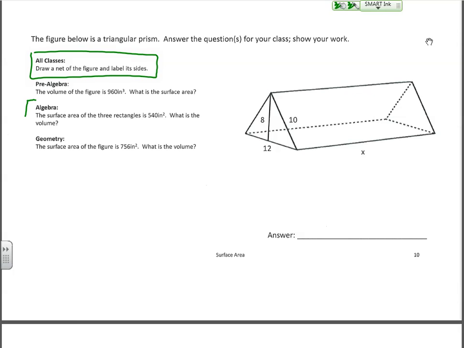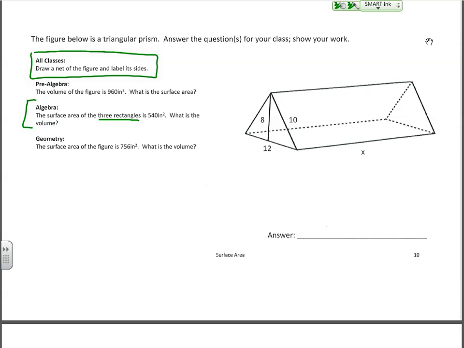Your question here for algebra says the surface area of the 3 rectangles. In class, when we went over this, I wasn't paying close enough attention, and I went with the entire figure, but the surface area of just the 3 rectangles is 540 square inches. What is the volume of the figure?